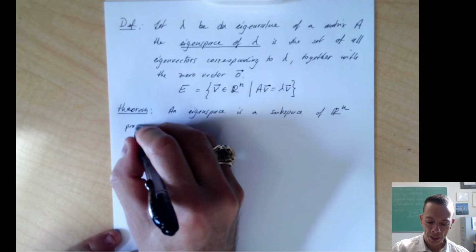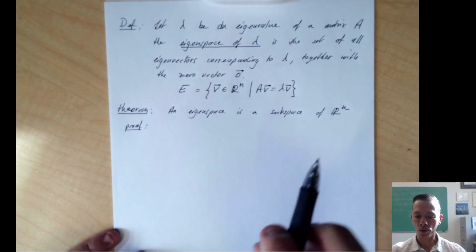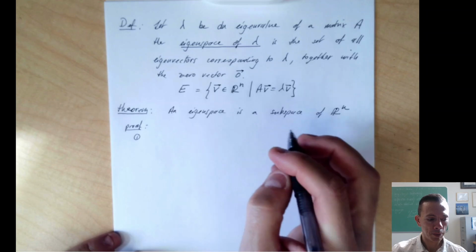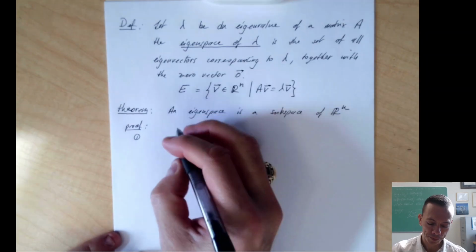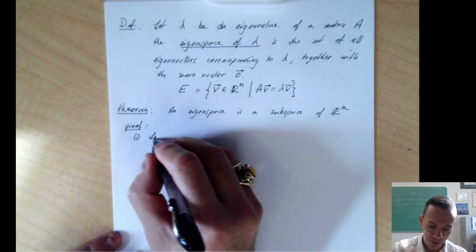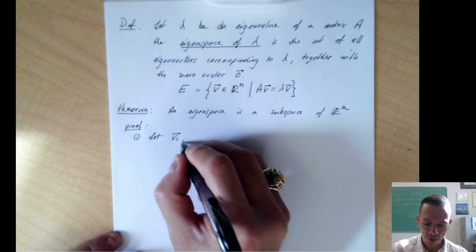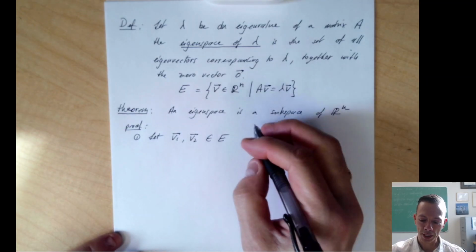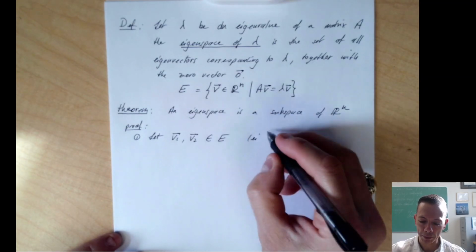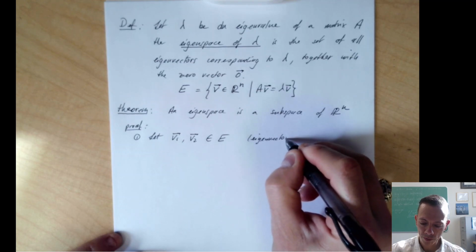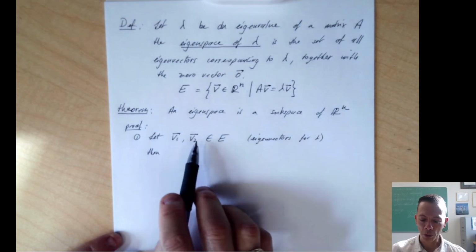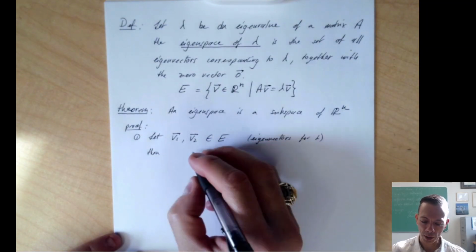So proving that something is a subspace of R^n, as you know, consists in proving two things. First of all, that it's closed under addition, and that it's closed under scalar multiplication. So let's prove those two things one at a time. So first, that it's closed under addition. So let's take two vectors, v1 and v2, in the eigenspace. So these are eigenvectors associated with the same eigenvalue lambda.